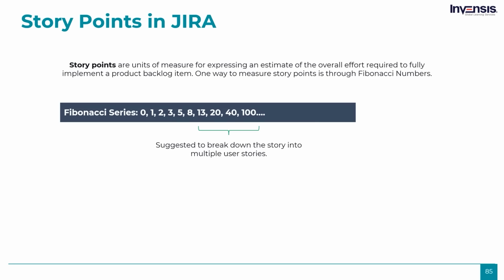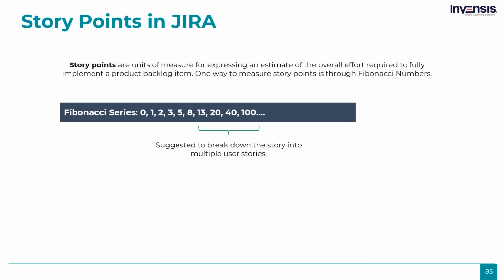Let's discuss story points. Story points are units of measure for expressing an estimate of the overall effort required to fully implement a product backlog item or any other piece of work. You need to assign story points relative to the complexity of the work, the effort required, and risk or uncertainty. Often the story points are given in a Fibonacci-like format, like 1, 2, 3, 5, 8, 13, 20, 40, 100. Now if your story point is going beyond 20, it is suggested to break that story into 2.